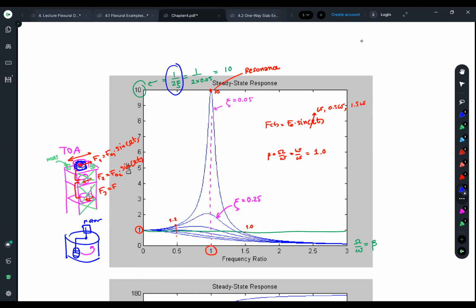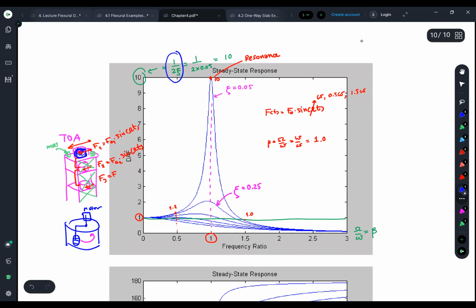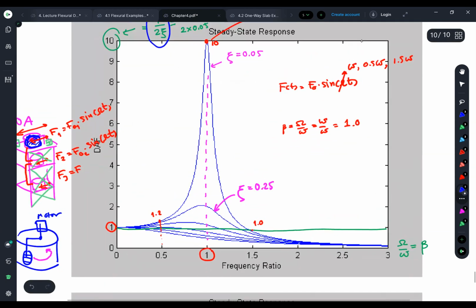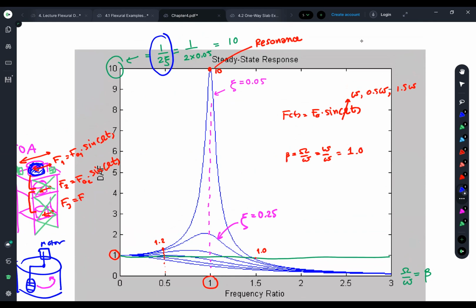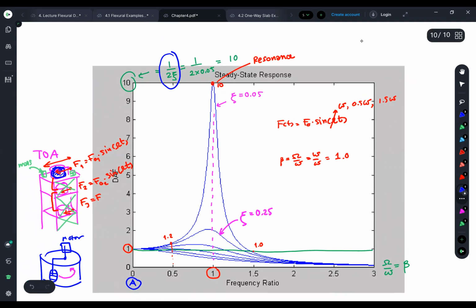But before we get into the discussion of this phenomenon a little bit more in detail, I would like to look at this frequency spectrum. Now, let's consider the frequency ratio close to zero first. This is A. At the state A, the frequency ratio is zero.